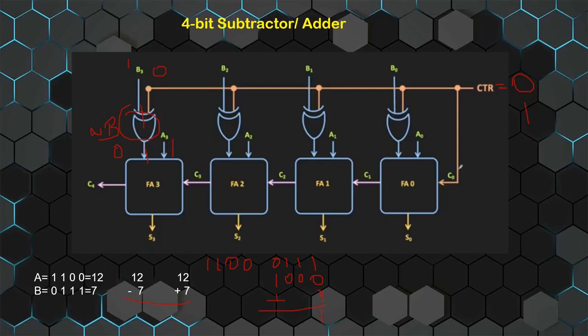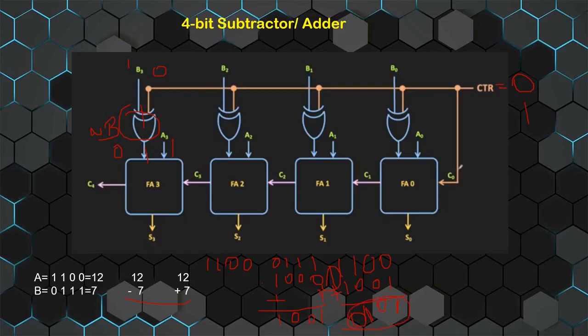Okay, so here 1 0 0 1, then we have to add it with 12, that is 1 1 0 0 plus 1 0 0 1. So it will be 1 0 1, carry 1 0. So when we are subtracting, we should not consider this carry. It will be 0 1 0 1.